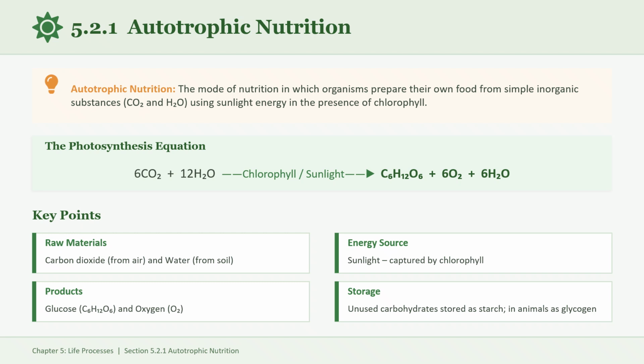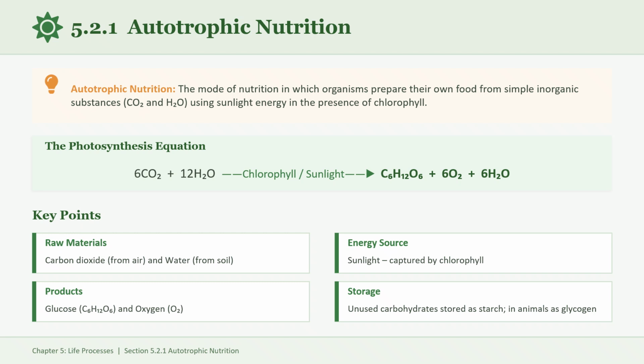Autotrophic nutrition. Before going into autotrophic nutrition, see autotrophs. What is an autotroph? Auto means self. Troph means nutrition. They are synthesizing their own food. They are producing their own food.